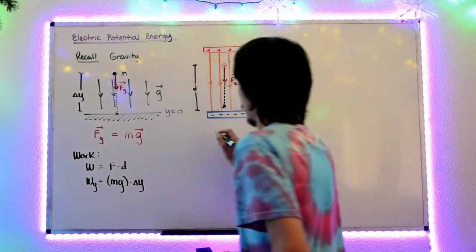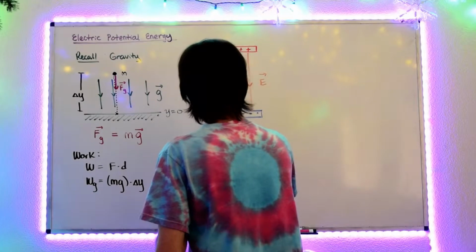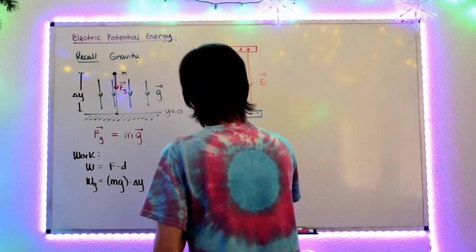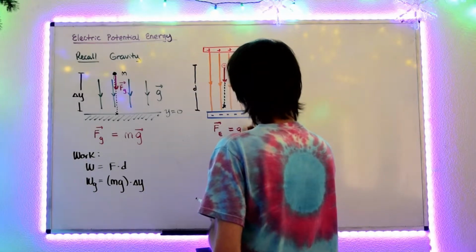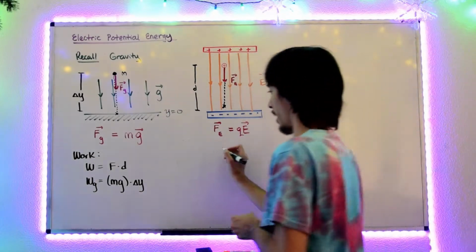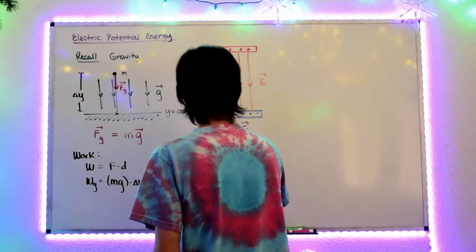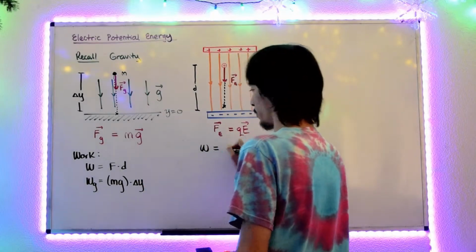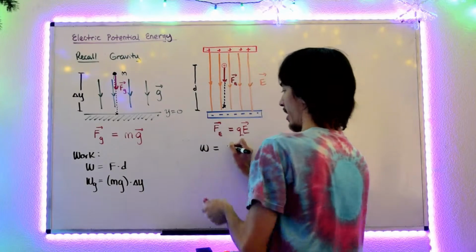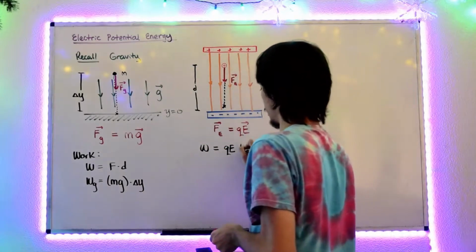So we know that the electric force is Q times E. And we know that, again, if we apply work to this, the work done by the electric field is the force, which is QE, times the distance d.